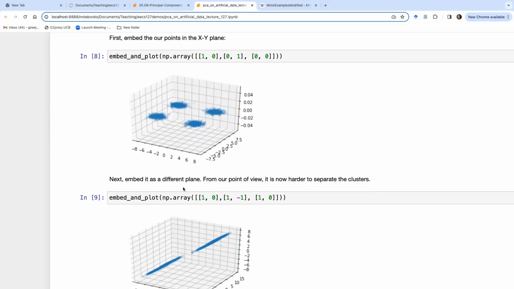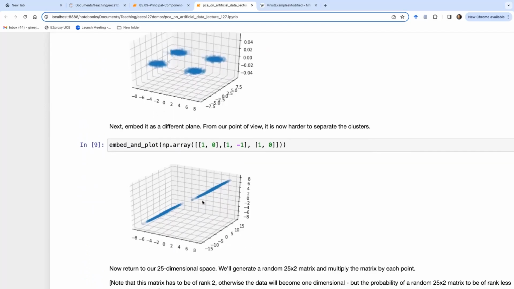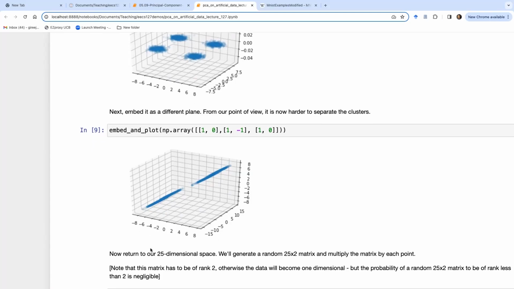I could embed it from a slightly different point of view. I could embed it in a plane that's diagonal to me, and if I do that, there's still 4 clusters here, but from the perspective that I'm looking, 2 of the clusters have merged into each other, right? Do you see how if I rotate this plane, that would happen, depending on what perspective you're looking at it from? Yes? So depending on how I look at this, I can do these embeddings in different ways.